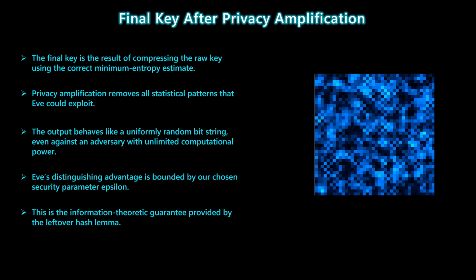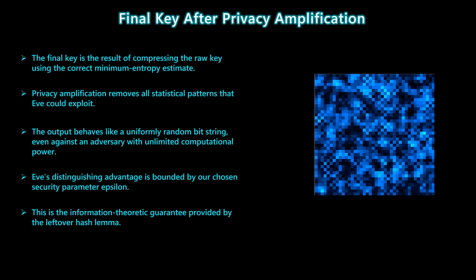Once we subtract the information Eve could have gained from the quantum channel, the information she overheard during error correction, and the safety margin for statistical uncertainty, we are left with a guaranteed lower bound on her remaining knowledge. Privacy amplification compresses the key to a length that is consistent with this bound, and as a result, the remaining bits lose all meaningful structure.